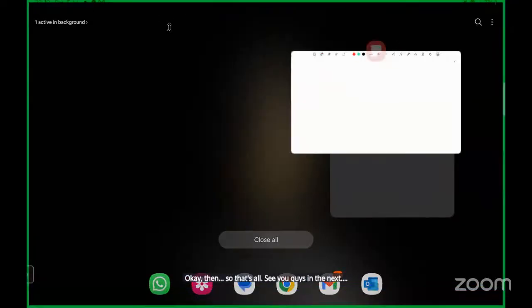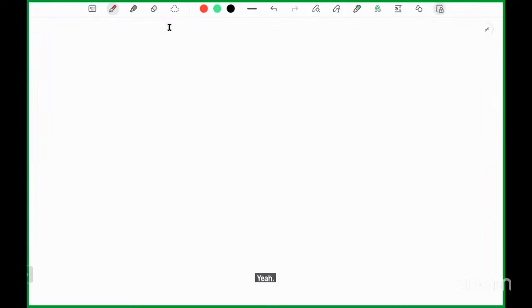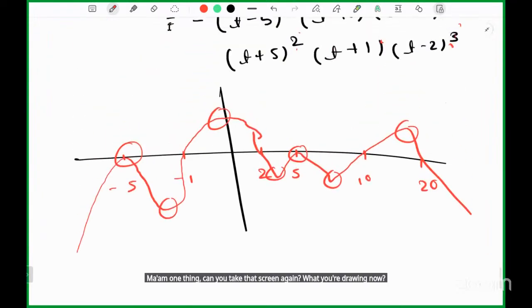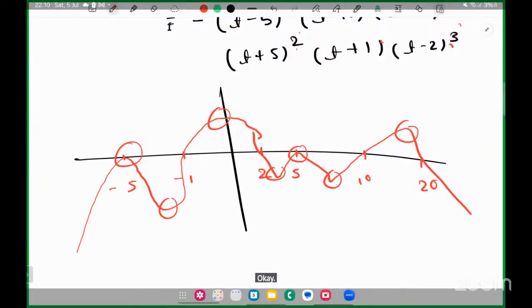Ma'am, one thing. Can you show that screen again, what you drew now? Okay, ma'am, wait one second. Okay, ma'am, thank you, ma'am. Okay, I'll share the PDF over the calendar.